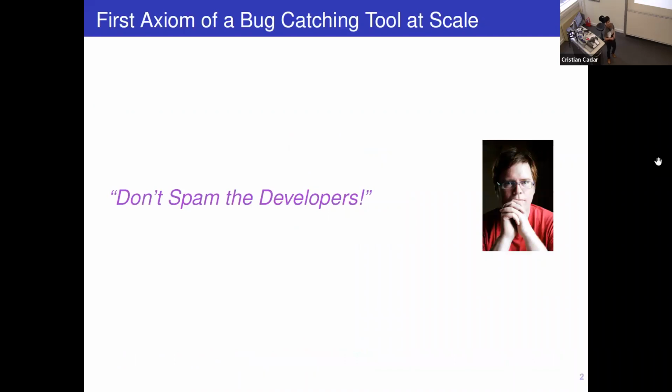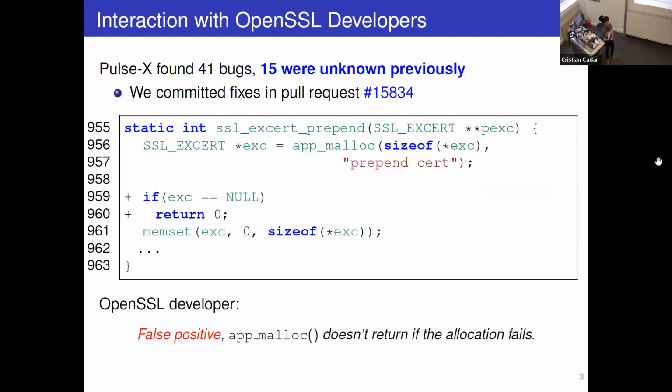Okay, so I'll talk first about an axiom of a bug-catching tool. If you are going to develop a new tool to find bugs, please don't spam the developers. That is an axiom from Peter. Our engagement with OpenSSL developers showed that they are very sensitive to false positives. Our tool found 41 bugs and 15 of them are new bugs.